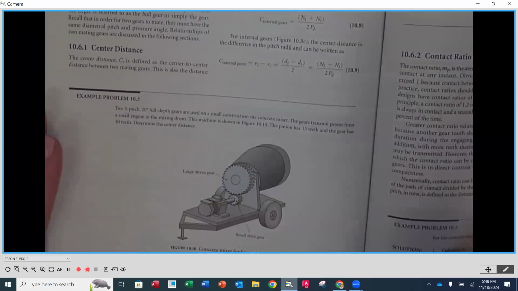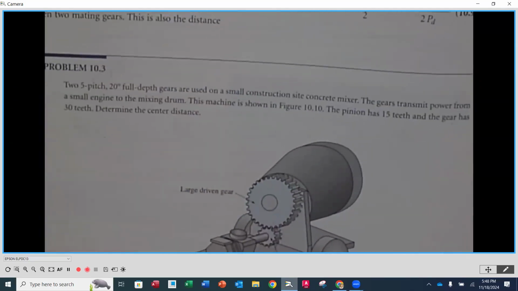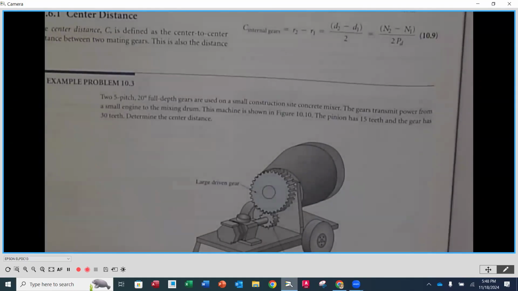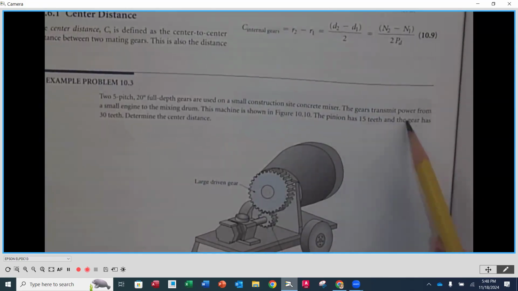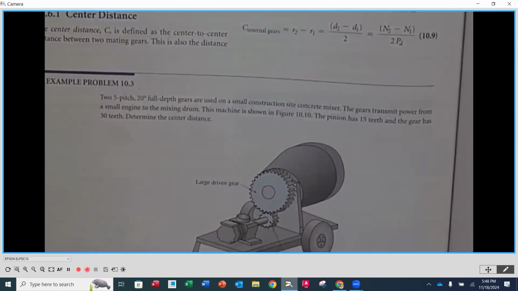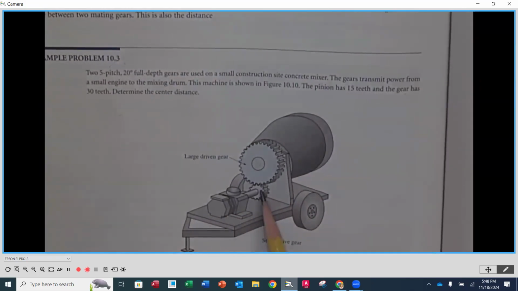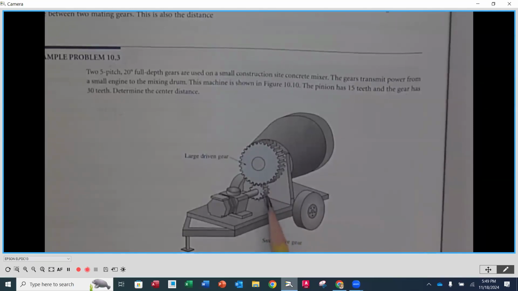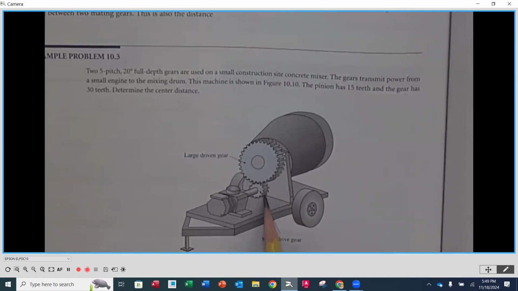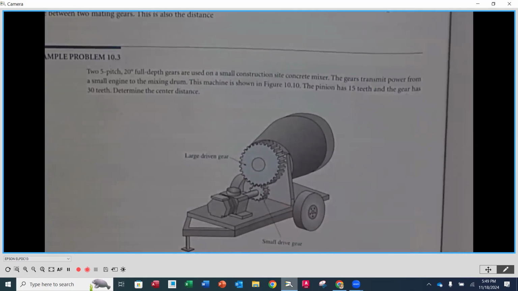All right, so in this problem, we have a construction site cement mixer. The gear transmits power from a small engine, okay? So notice we have these two gears in engagement. Here's our small engine, and off of the shaft of that small engine is going to be a gear. This is the smaller of the two gears that are in engagement, so this is going to be our pinion, and this one is going to be our gear, okay? In this machine, the pinion has 15 teeth and the gear has 30 teeth. Determine the center distance.